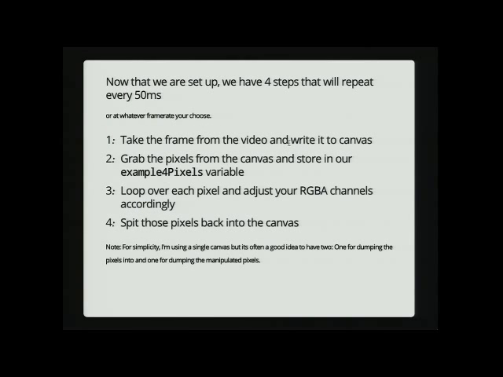Now that we're set up, we have 4 steps to repeat every 50 milliseconds or whatever frame rate you choose. What we want to do is take the frame from the video and dump it into the canvas. Then we grab the pixels from the canvas and store them in our variable. Now that variable has every single pixel from the canvas, and we want to loop over it and adjust the RGBA channels accordingly. When we're finally done, we'll take that variable of pixels and spit it right back into our canvas.